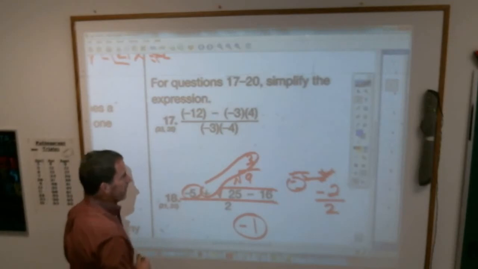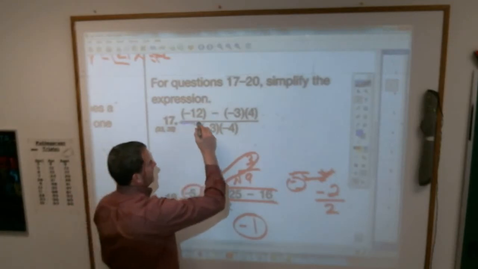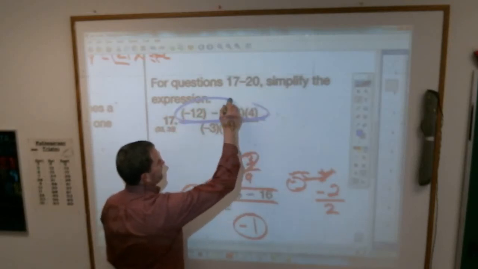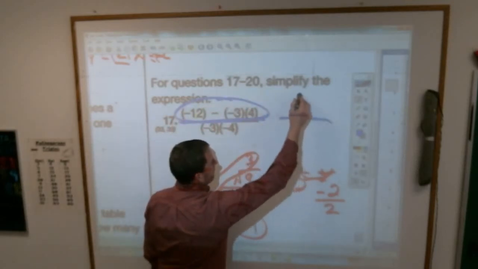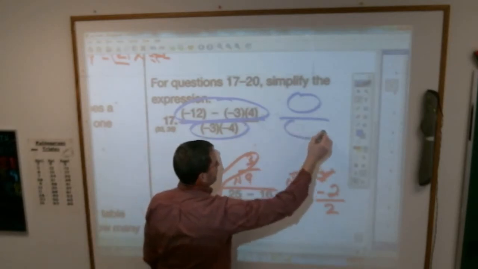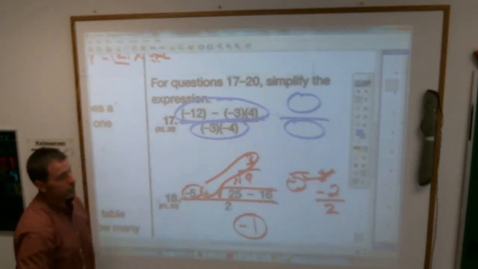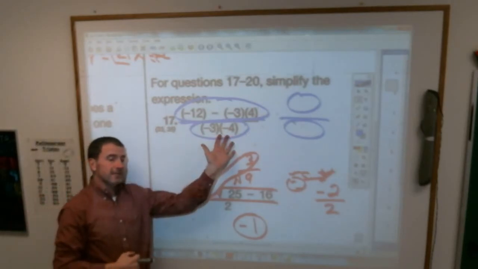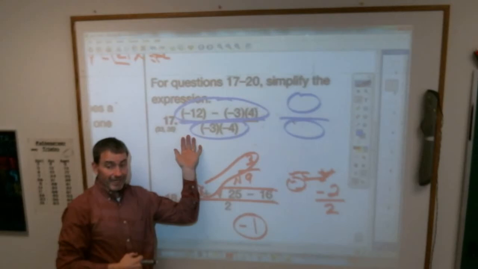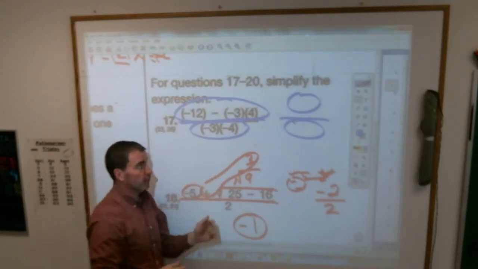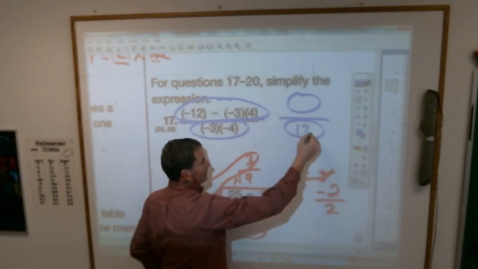Okay. Again, the fraction line is a grouping symbol, which means you have to take all of this and get it down to one number, and take all of this and get it down to one number before you do the division part of it. Let's do the bottom first. What is a negative 3 times a negative 4? 2 negatives give you a positive, and 3 times 4 is just a simple little 12 there.